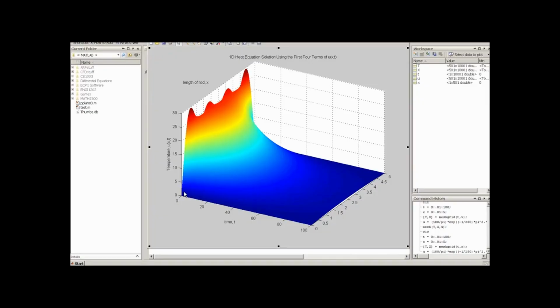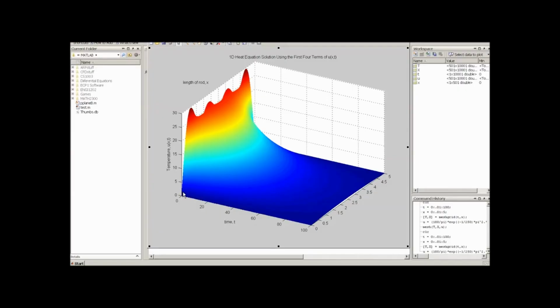Remember, our initial condition was u of x and 0 equals 25 degrees. And I was able to represent 25 as a Fourier series, but I only used 4 terms when I plotted this in MATLAB, so that's why you have this waviness here.